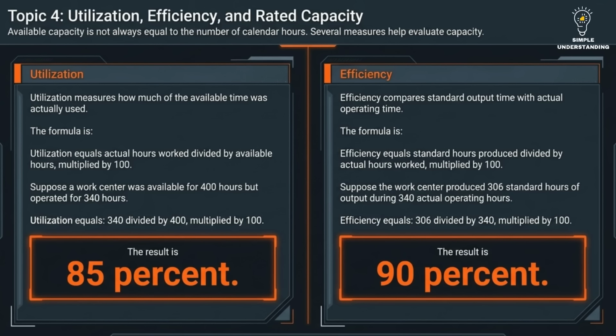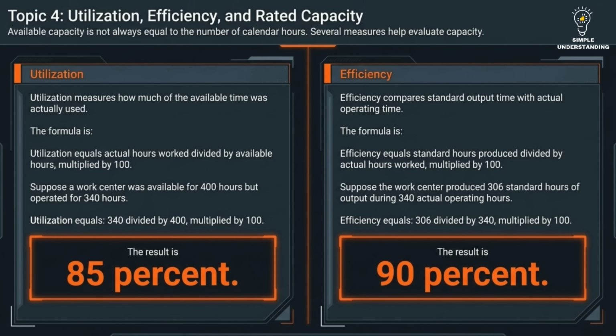Topic 4. Utilization, efficiency, and rated capacity. Available capacity is not always equal to the number of calendar hours. Several measures help evaluate capacity. Utilization. Utilization measures how much of the available time was actually used. The formula is utilization equals actual hours worked divided by available hours multiplied by 100. Suppose a work center was available for 400 hours but operated for 340 hours. Utilization equals 340 divided by 400 multiplied by 100. The result is 85%.